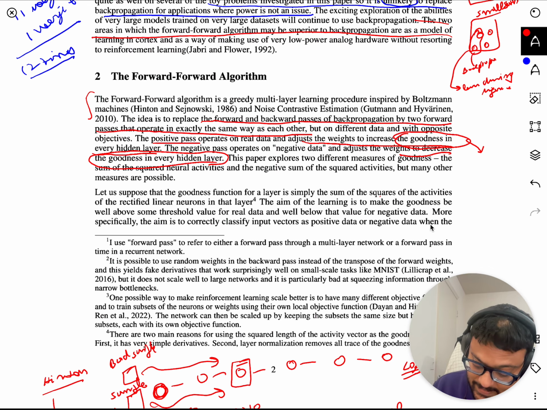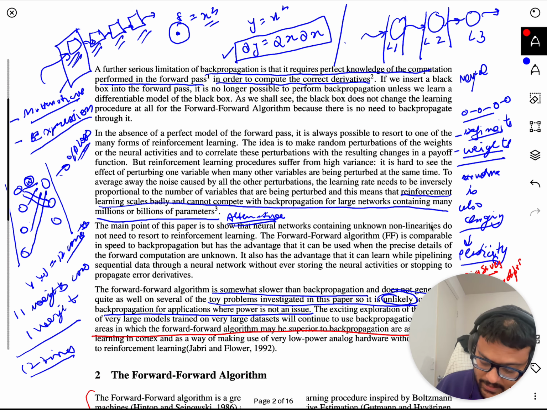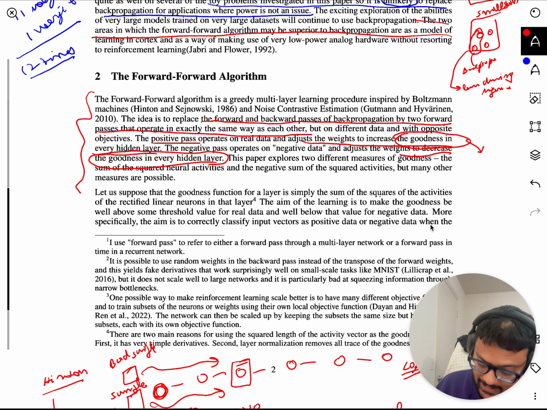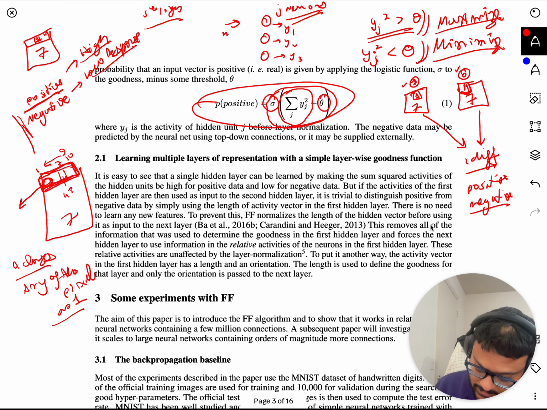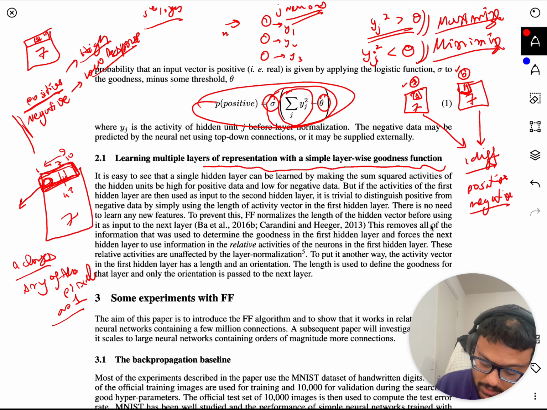And then we already talked about the equation which he talks about. Now one thing he talks about is learning multiple layers of representation with a simple layer-wise goodness function. What he says is that if the activities of the first hidden layer are used as input to the second hidden layer, it is trivial to distinguish positive from negative data by simply using the length of the activity vector in the first hidden layer.